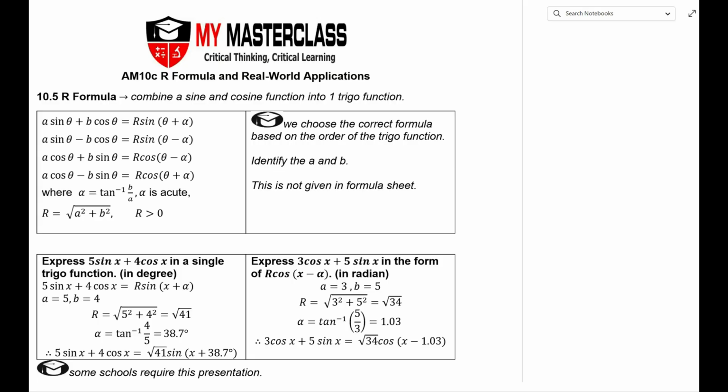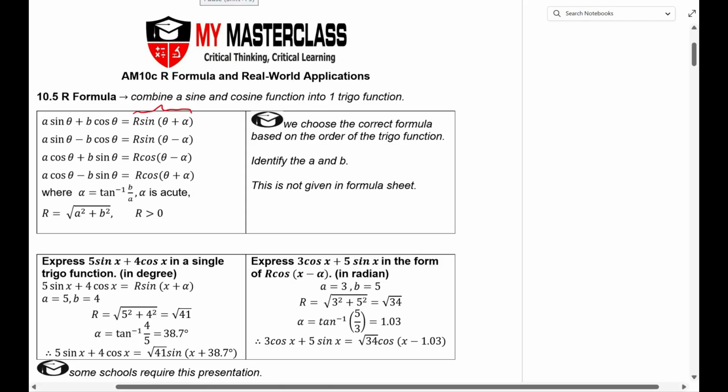This topic is about the R formula and its real-world applications. Now, when do we use the R formula? We use it to combine a sine and cosine function into one trigo function. Usually in the questions, they'll give us the sine and cosine function, and they'll want us to combine it into all these formula that you see on the right side here.